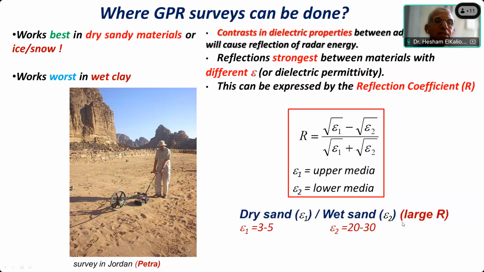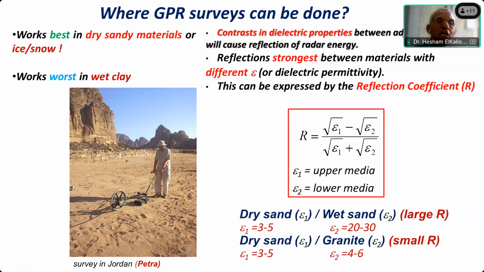For example, if we have dry sand over wet sand, dry sand permittivity is from 3 to 5. Wet sand is about 20 to 30. Then we have a large reflection coefficient. It's similar to a condition when we have a dry zone and then a water aquifer, for example, wet sand. Then we have a big contrast between the permittivities, and we can see very easily.